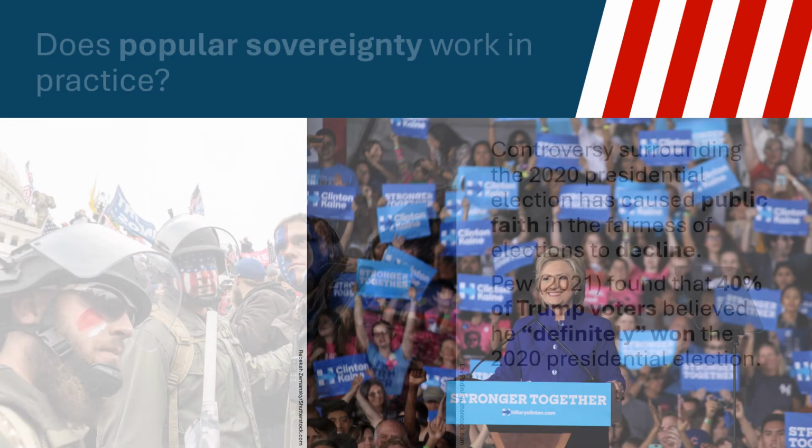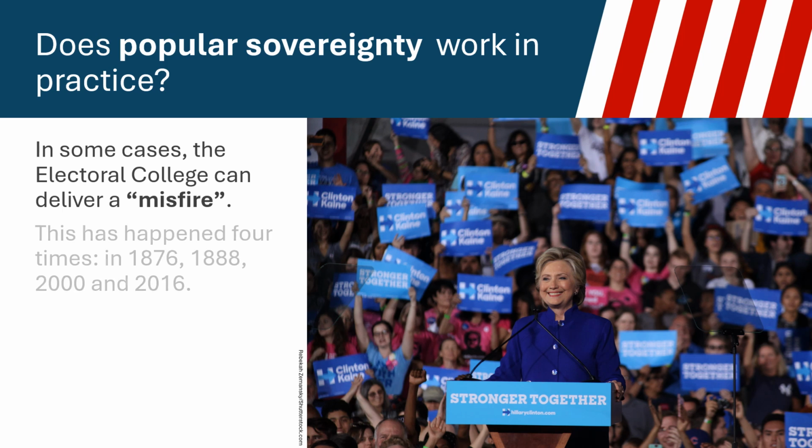It is also the case that the Electoral College does not always produce a result that reflects popular will. In some cases, the Electoral College can deliver a misfire, where the presidency is not won by the candidate who wins the popular vote. This has happened 4 times: in 1876, 1888, 2000, and 2016.